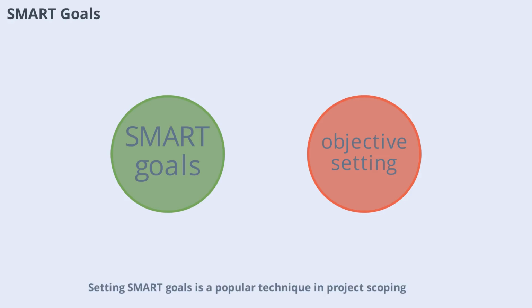Setting SMART goals is a popular technique in project scoping. SMART stands for specific, measurable, achievable, relevant, and time-bound. By applying this framework, you ensure that project objectives are clear and attainable. SMART goals help teams focus on what matters most and provide a basis for tracking progress. Let's break down each element of SMART and see how it can be applied to your project scope.